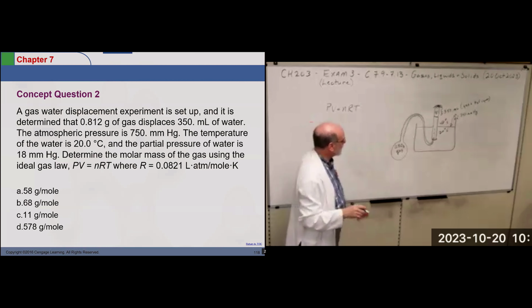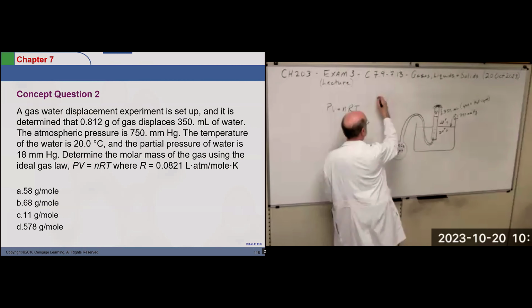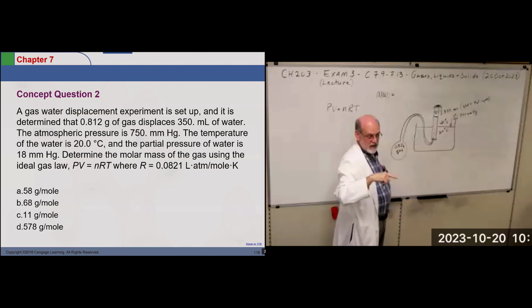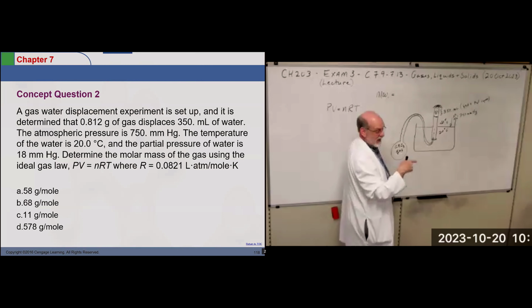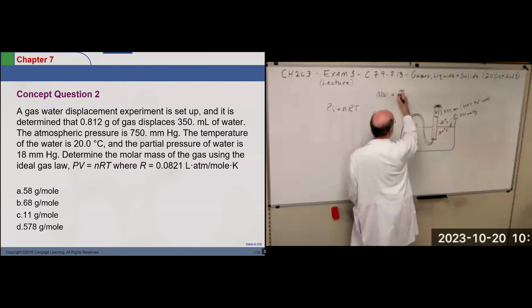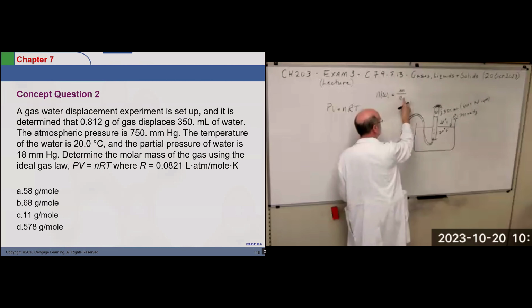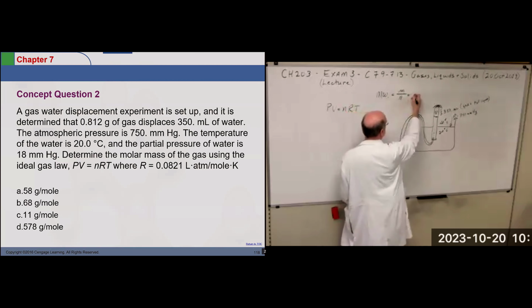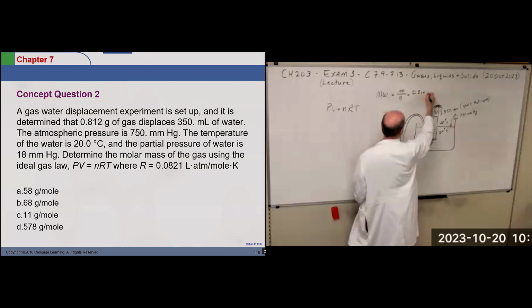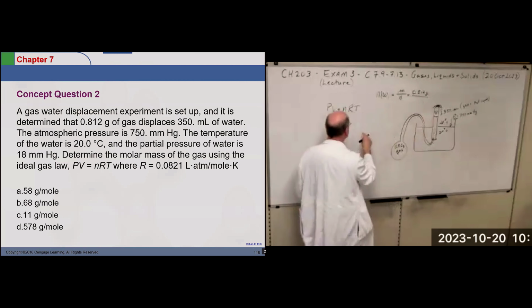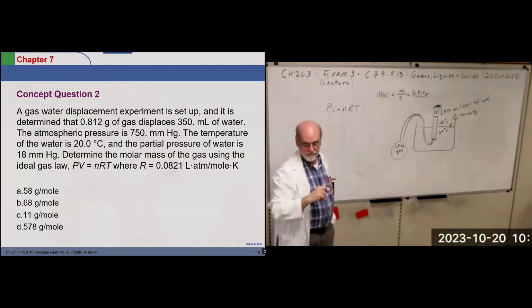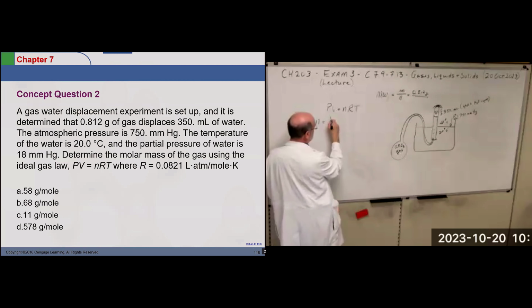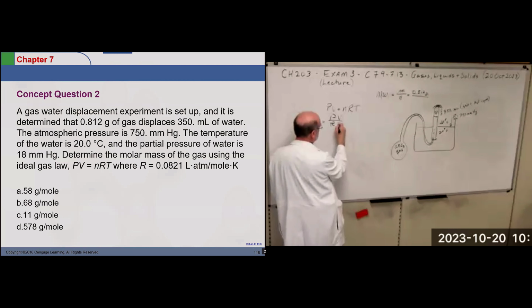What's the molar mass? What do you need to define the molar mass? I say molecular weight, same thing. Molar mass is mass per unit mole. Mass in 1 mole. So we need to know the number of moles of the gas, and we need to know its mass. We got the mass right here, right? That's 0.812 grams. What we need to do is find the moles. That's where this one comes in. To find the moles, the moles of the gas would be equal to pressure, volume, over RT.